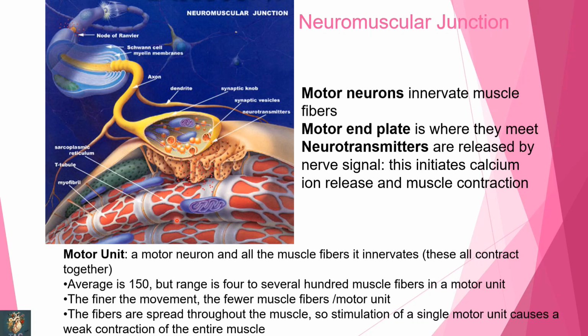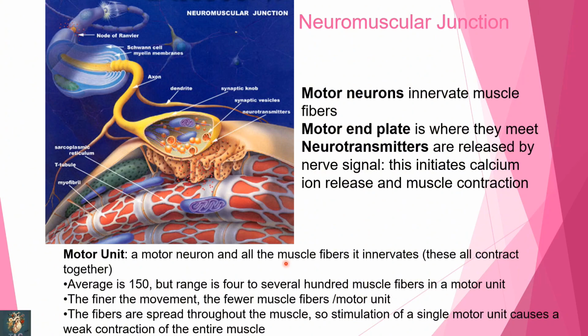So a motor unit is the motor neuron and all the muscle fibers it innervates. This whole area is called a motor unit. The average is about 150, but the range is 4 to several hundred muscle fibers in a motor unit. The finer the movement, the fewer muscle fibers in the motor unit. So this you must understand, where very fine and very precise movements are required, like extraocular muscles, like the muscles of the digits.